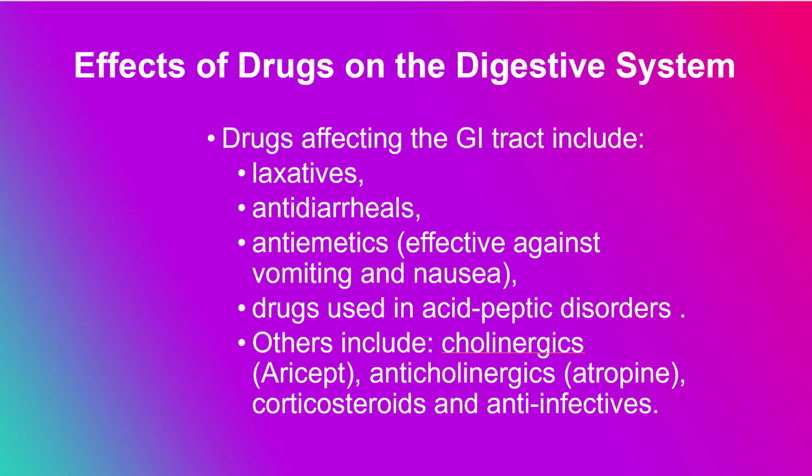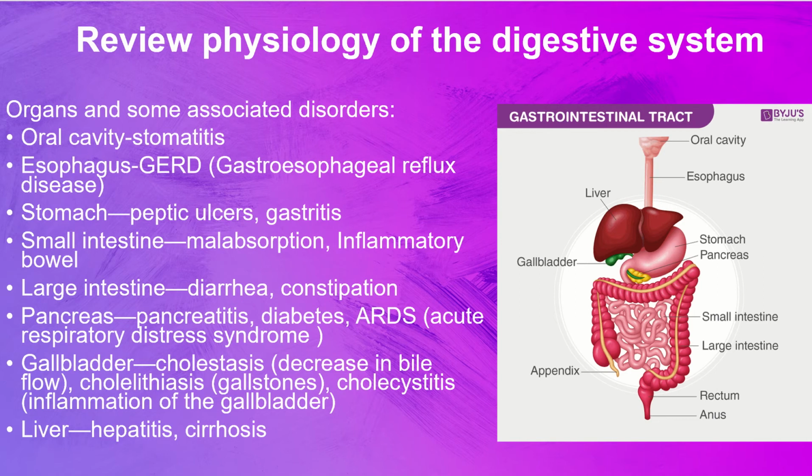So in terms of drugs that affect the GI tract, they include laxatives, antidiarrheals, your drugs used for acid peptic disorders, and I skipped over the ones used for vomiting and nausea, and your cholinergics, which of course are drugs capable of producing or altering or releasing acetylcholine, and you have your anticholinergics, your corticosteroids, as well as your anti-infectives.